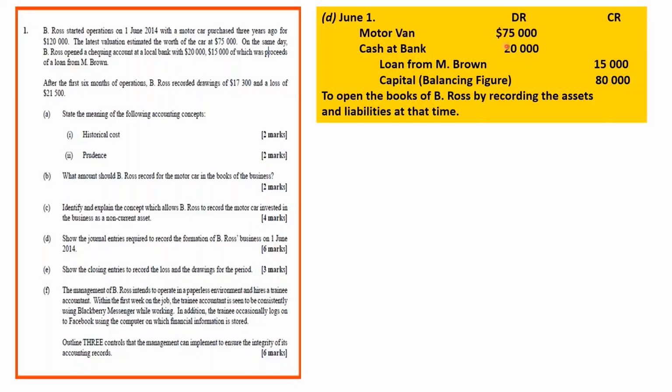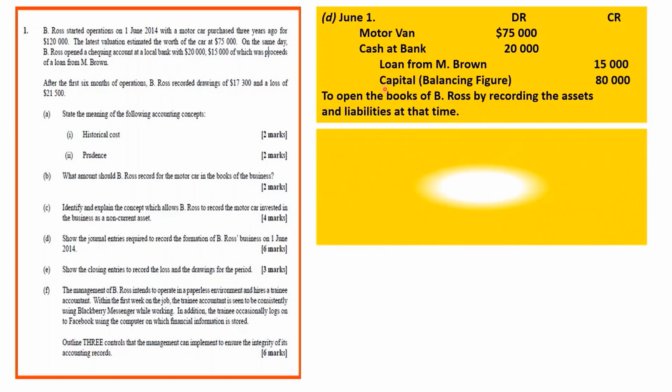Okay, so assets minus liabilities, 75 and 20 will give us 95 minus 15, plus 80,000 as the capital. And the narrative is to open the books of Bureaus by recording the assets and liabilities at that time. You must remember here the narrative is part of the journal entry and I should have it there as well.